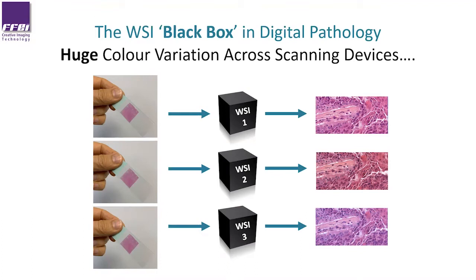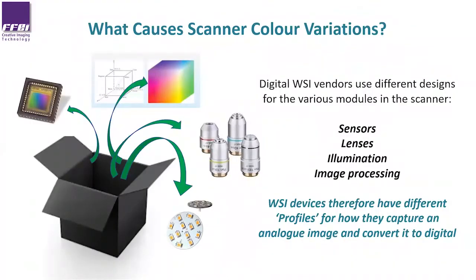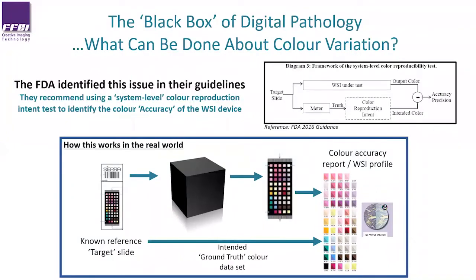You may also have seen in your own labs, sometimes the same piece of tissue can go into different black boxes and can lead to differently colored outputs, as shown here. And this may have implications on downstream diagnosis and QA processes. What causes this color variation? Well, the different manufacturers of scanners use different designs for the different modules within each scanner: sensors, lenses, illumination, image processing. And therefore each device has a different profile for how it captures an analog image and converts it to digital.